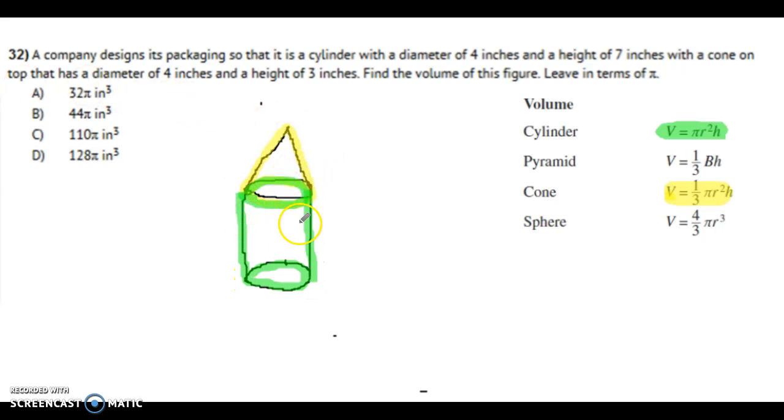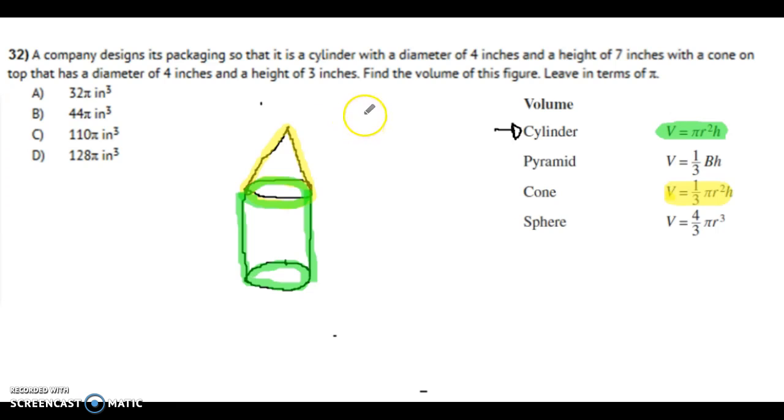A cylinder looks kind of like a can, and then we have an ice cream cone on top. So I'm going to use these two volume formulas, the cone and the cylinder formula. And when I find those two volumes separately, at the end I'm going to add them back together to get the volume of the entire figure. So to start off with, I'm going to find the volume of the cylinder.